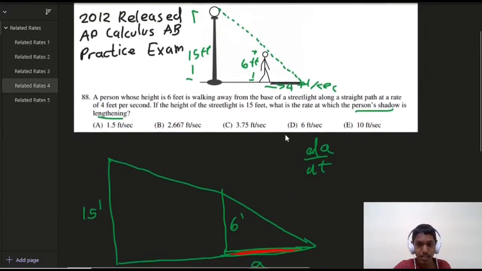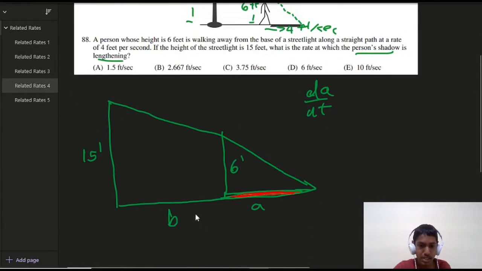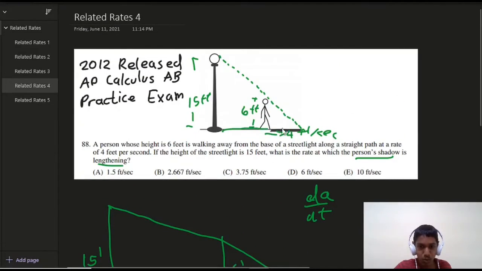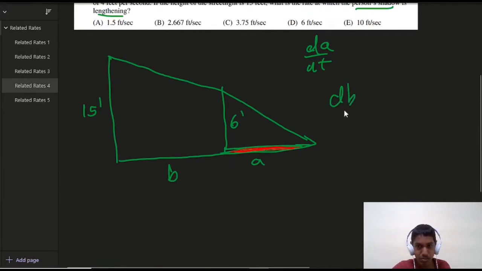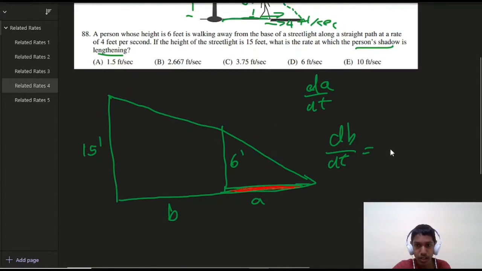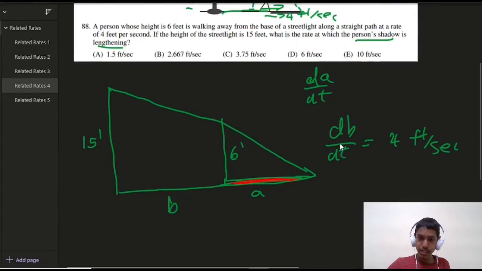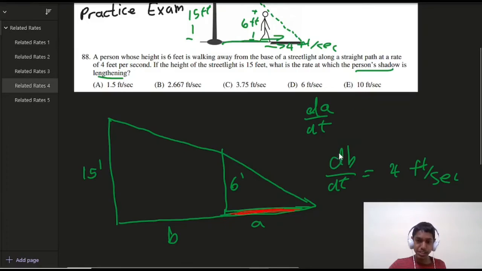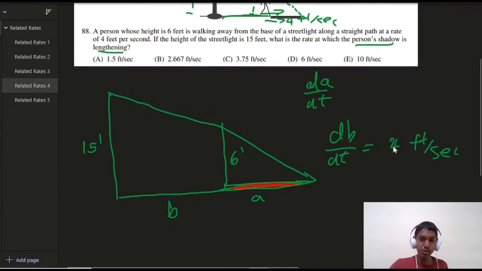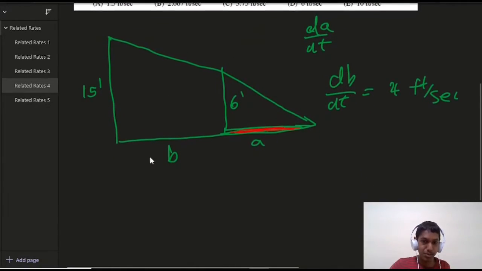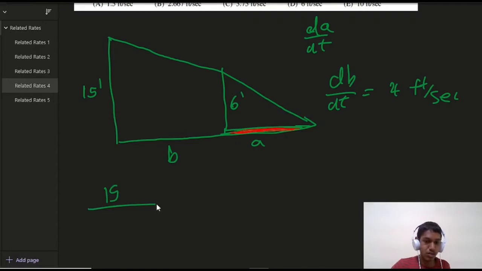And then we'll call this B. So if this guy is walking away, then B will increase. B will increase at a rate of 4 feet per second. So now what? We want dA/dt. We have dB/dt. So we've got to relate B to A somehow. How do we do that? Well, similar triangles tells us that the ratio between corresponding sides will be the same. So 15 over B plus A equals 6 over A.